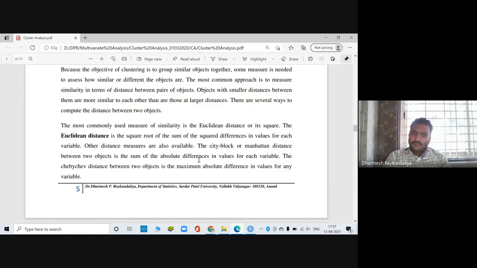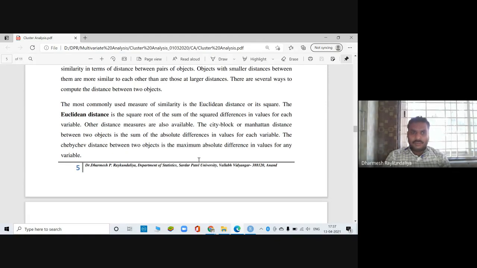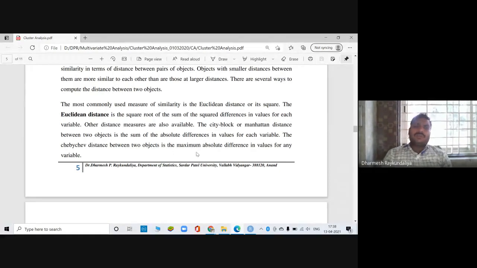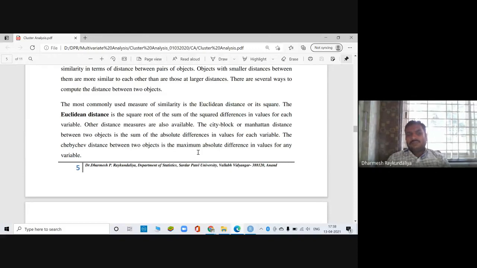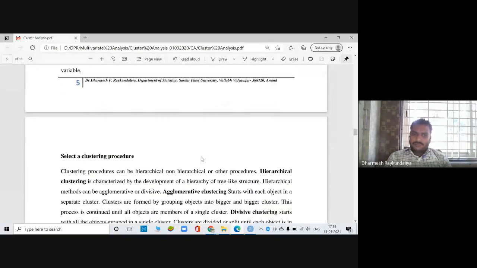Other distance measures are also available, like the city block or Manhattan distance between two objects, which is the sum of the absolute differences in the values of each variable. Instead of taking the square, you just take the sum of the absolute differences of the two cases. That gives you the city block Manhattan distance. The Chebyshev distance between two objects is the maximum absolute difference in the values of the variables. So you take the absolute differences of the two objects, and the one with the maximum value is selected in the distance matrix.